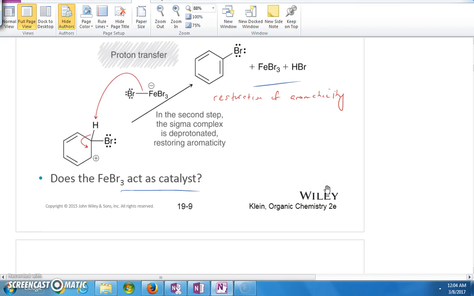Now, you can see that the iron(III) bromide acts as a catalyst here. It acts as a catalyst because it is regenerated.